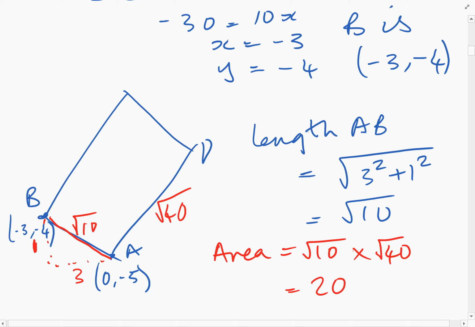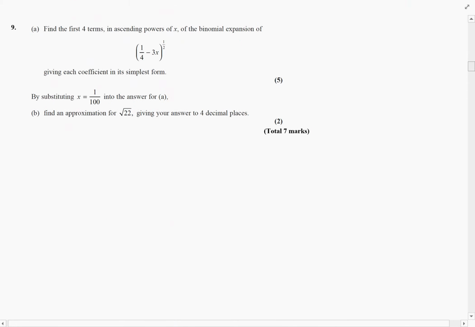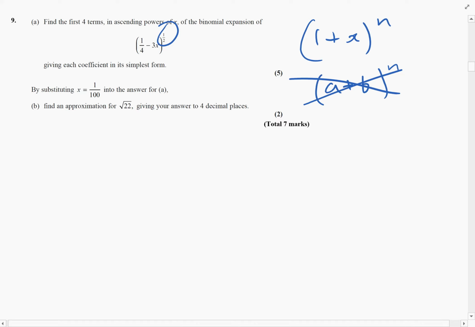Okay, next question. Binomial expansion. It's a bit of an awkward one, because you've got to take the quarter out. The formula for this expansion is in the formula book. You've got to use the one with the 1 plus x to the power of n, because this is a half. You can't use the a plus b formula, because that only works if n is an integer. So don't use that one.